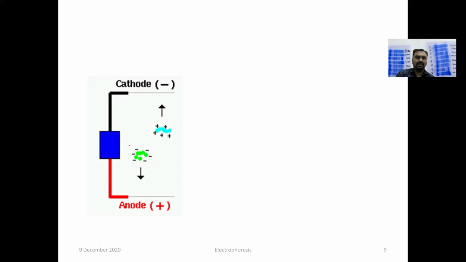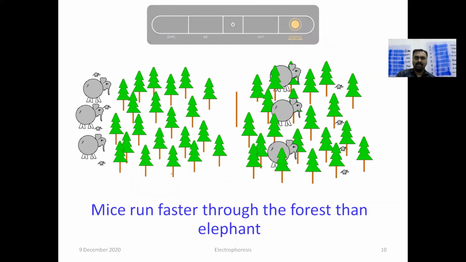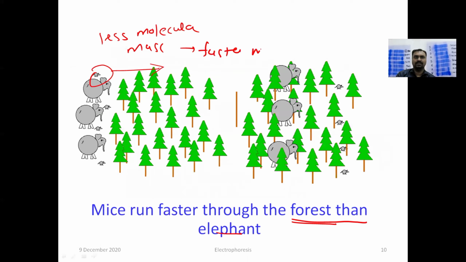You can see here the negatively charged particles will move towards the anode, while positively charged molecules, that are cations, will move towards the cathode, while anions will move towards the anode in the electrical field, right? Then based on the molecular mass, you can see here that mice run faster through a forest than an elephant. Because they are smaller in size, the lower the molecular mass, the faster the mobility in the electrical field. So small molecules will move faster, and big molecules will move slower, right?